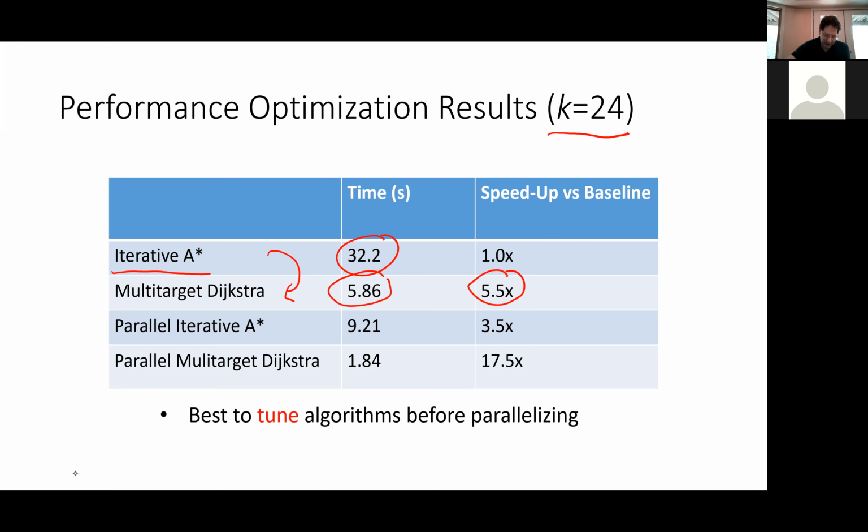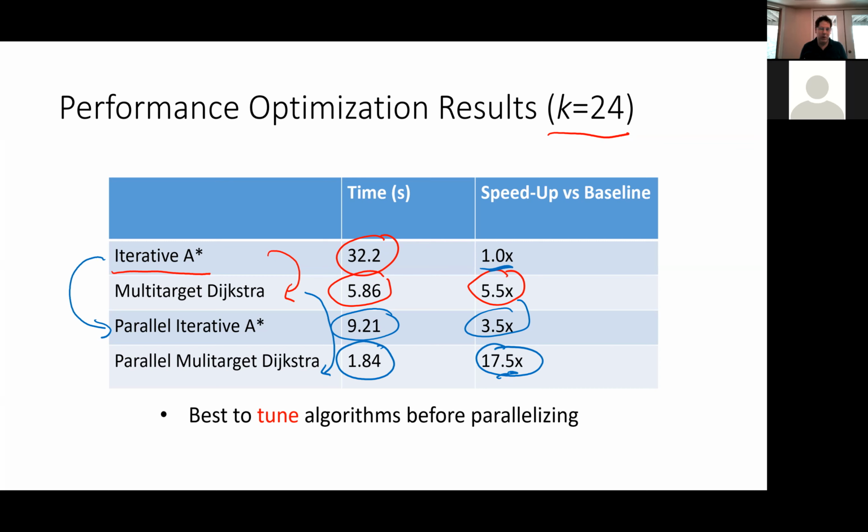We can take that double loop over an A star algorithm, and we can make that parallel. So we use parallel for on that, and we'll get a speed up. The time would drop to 9 seconds. We get a 3.5x speed up. But we can also parallelize our smarter algorithm, the multi-target Dijkstra, and that gives us our best overall answer. A total speed up versus a serial naive algorithm of about 17.5x.